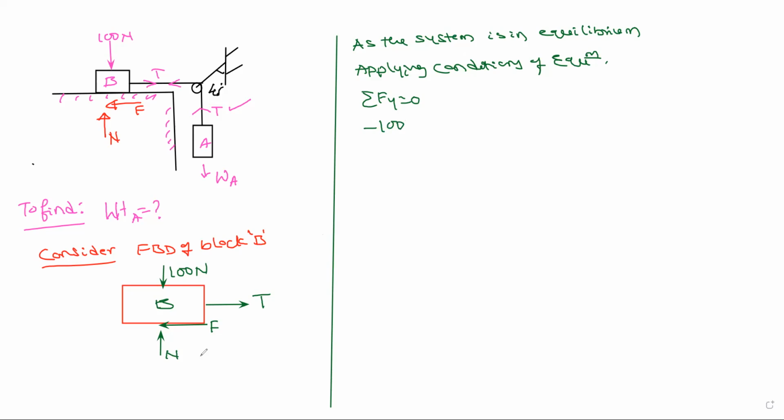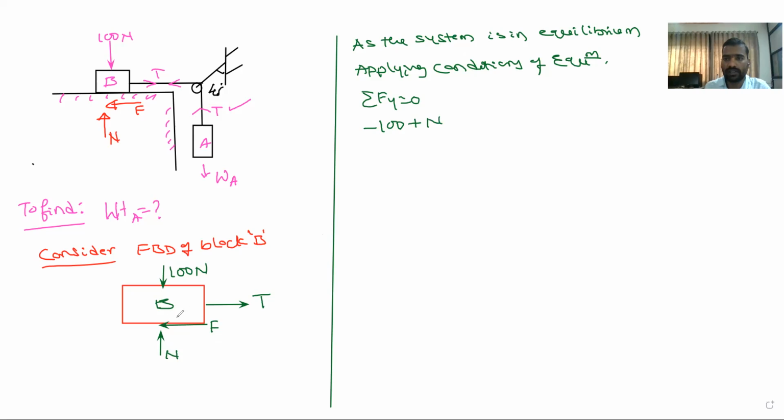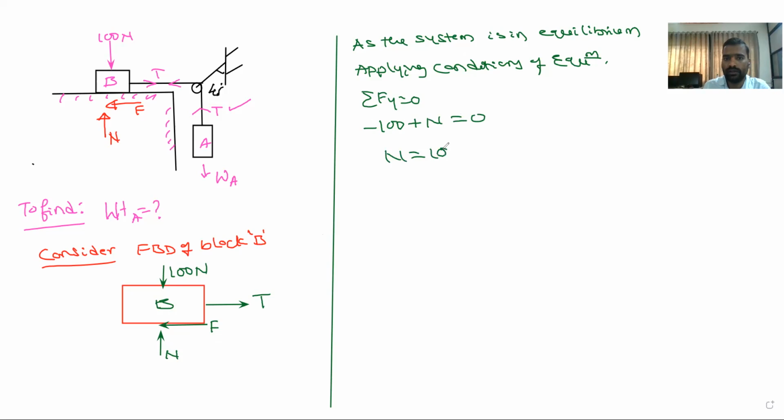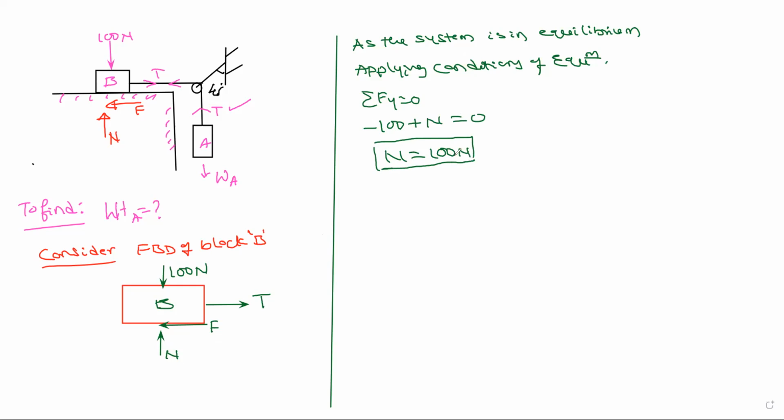Then this N is acting upward or downward? Upward. And is there any other forces which are moving in a vertical direction? No, sir. Okay. So this is equal to 0. Then N is equal to 100 Newton. Is it correct, everyone? Yes, sir.